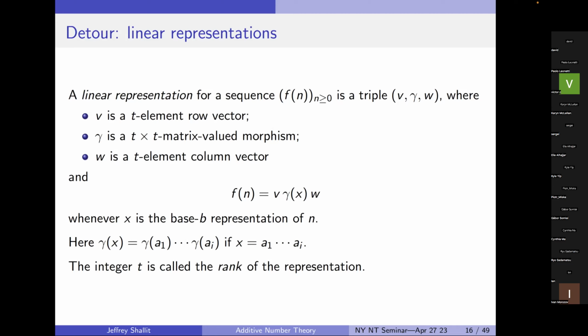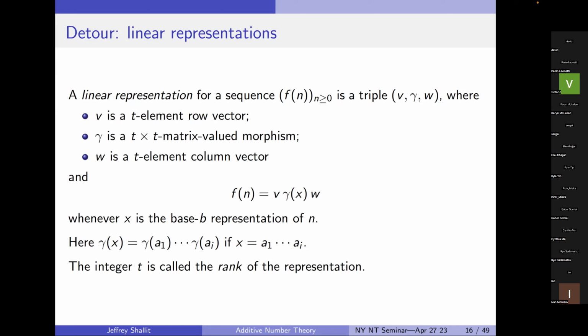Now, what do I mean by gamma of x? Gamma of x is, well, if x is a string of symbols a1 through ai, then gamma of x is a morphism applied to x. So it's just the product of the individual matrices gamma of a1, through gamma of ai. So what gamma does is it associates with each element of the alphabet a t by t matrix. And then to apply it to a word, you just apply it to the letters and multiply the matrices together. And this integer t is called the rank of the representation. Okay, so that's what a linear representation is.